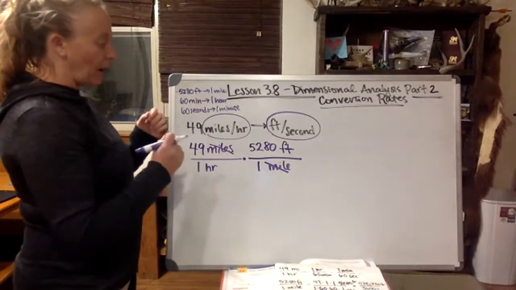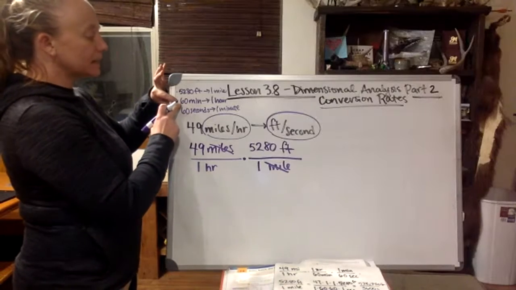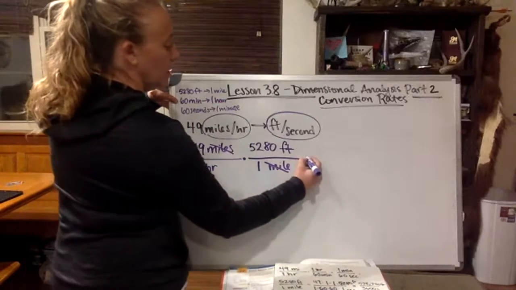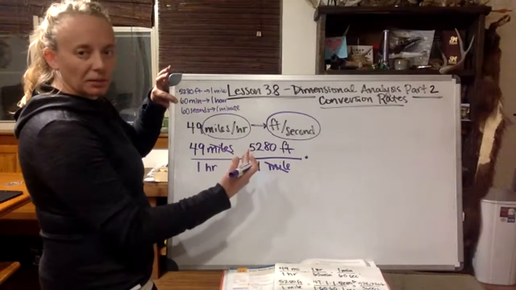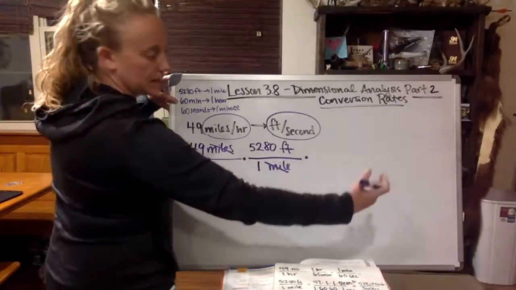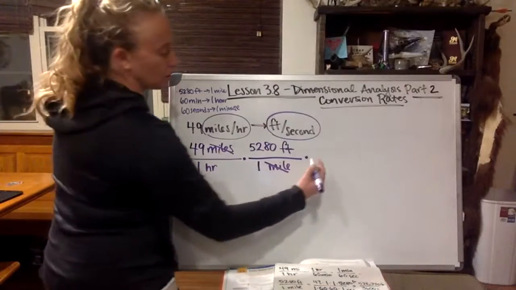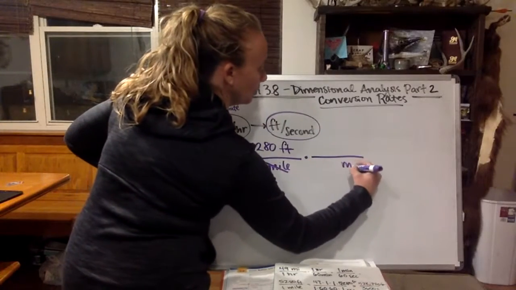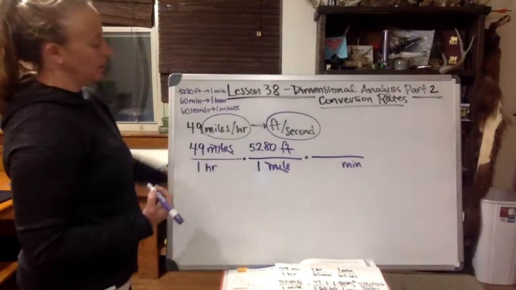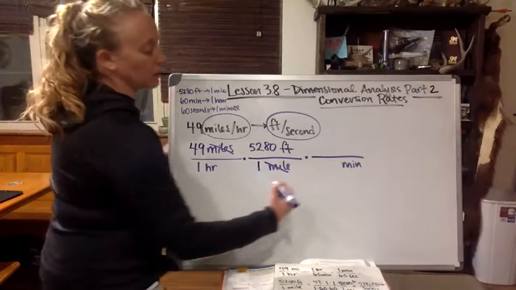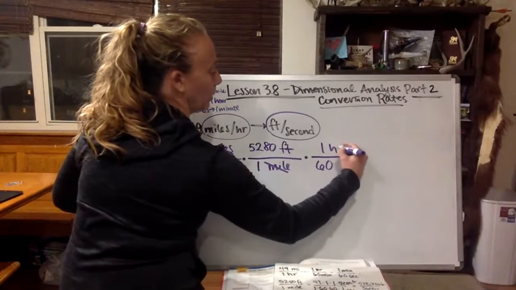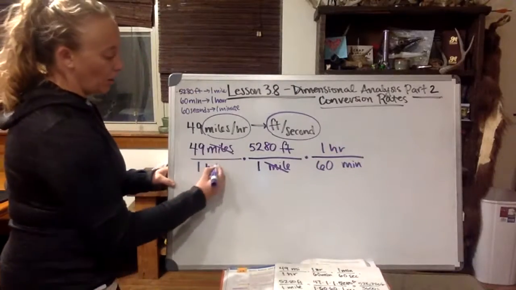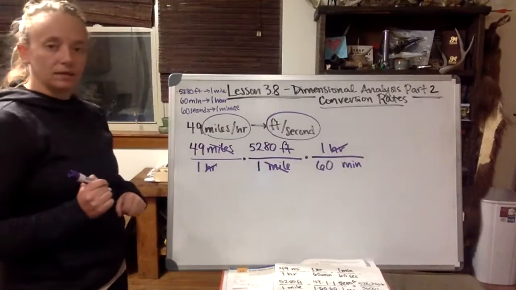Now let's tackle hours. 60 minutes is equal to 1 hour. So our hours need to change to this intermediate step of minutes, which will help me get to seconds. So hours needs to turn into minutes. So my new unit will be minutes. 60 minutes equals 1 hour. So I'm now going to add my 60 right next to that minutes, and I have 1 hour. And now my hours have canceled out.